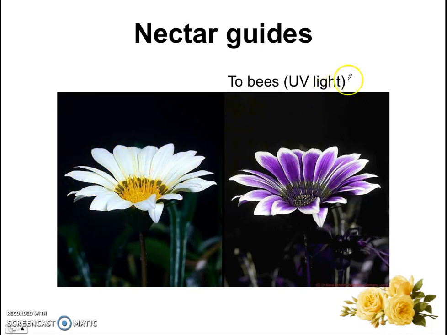But if you place it under UV light, you'll see very clearly that there are these patterns which guide the insects into the center of the flower. And that's because bees are able to see UV light. So to them, this is what the flower looks like, but to us, it looks like this.